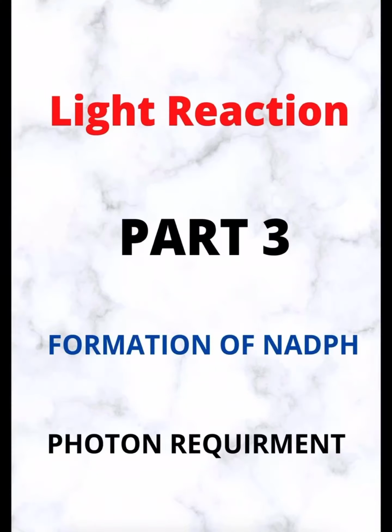Coming to today's topic, I am going to explain the third part of light reaction. In the first and second parts, I explained the site of light reaction, photolysis of water, and I started electron transport. If you didn't watch it, please watch that video first. You can get the link from the description and also from comments. In this third part, I will continue with electron transport, and then I will explain the formation of NADPH and photon requirement or quantum requirement. Let's get started.